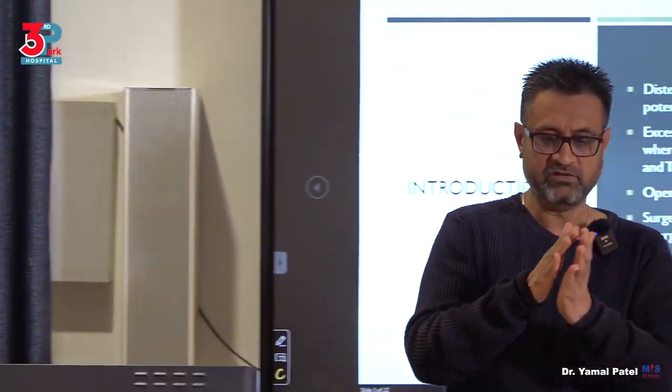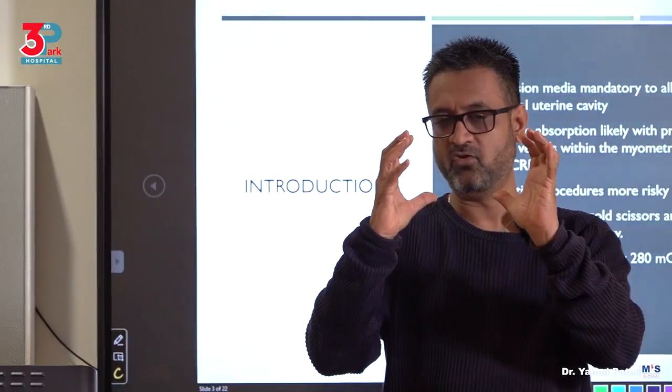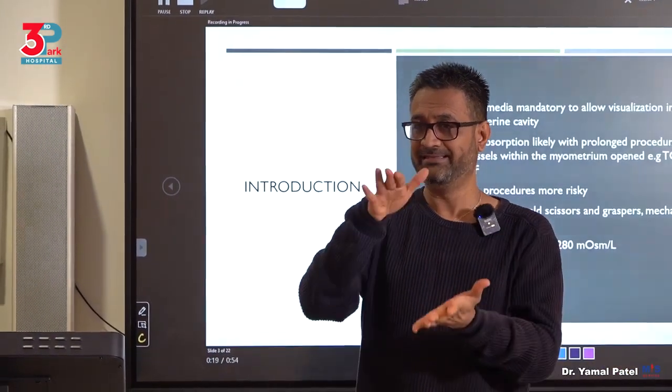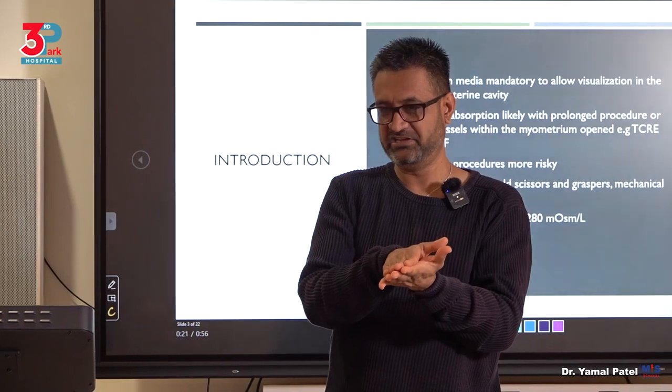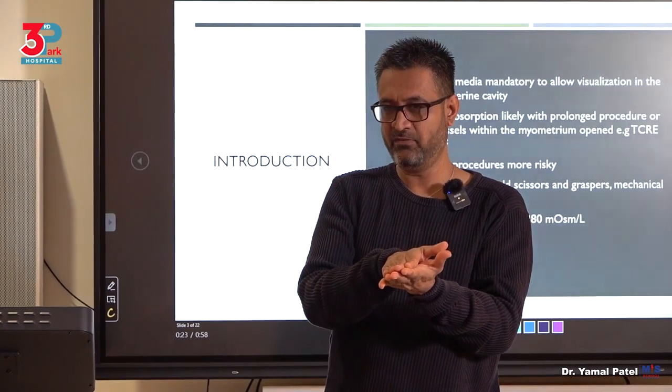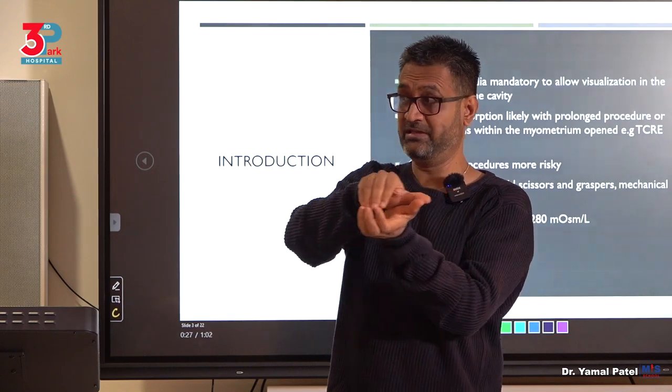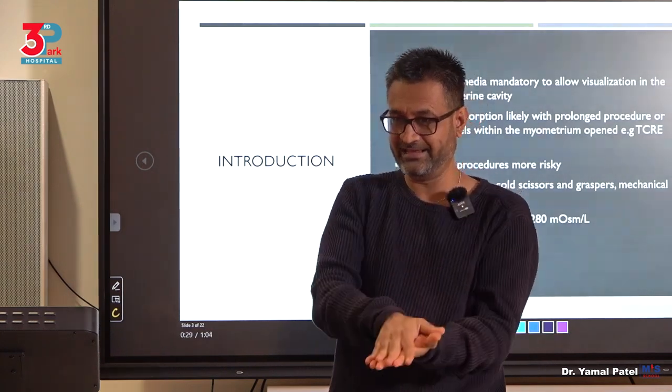So as an introduction, the distending media is mandatory to allow visualization of the potential uterine cavity. So uterine cavity is not like an open space that is like this room already. The walls are opposing to each other. All right. It's only when you want to see it, you distend it with something, then you can see what you want. When you stop distending, it closes again.